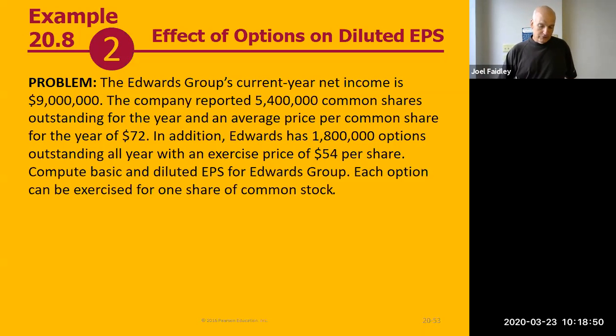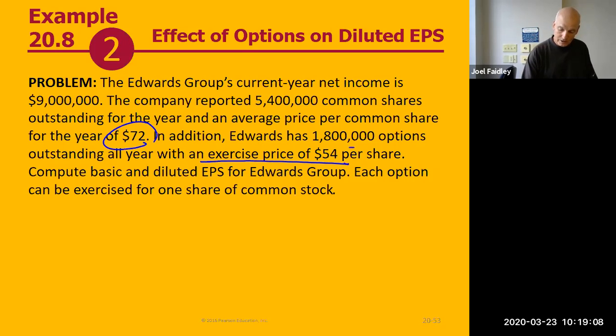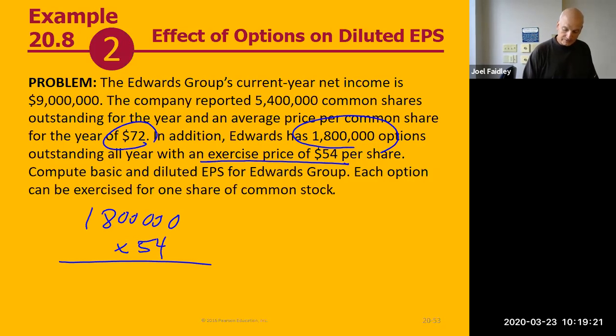Here we got Edwards Group's current year net income is $9 million. The company reported $5.4 million common shares outstanding for the year and an average price per common share of $72. So that's the average market price, $72. Right? The exercise price is $54. And they got 1.8 million options, don't they? 1.8 million. So 1.8 million, I can probably just turn the page and let it show me what the numbers are.